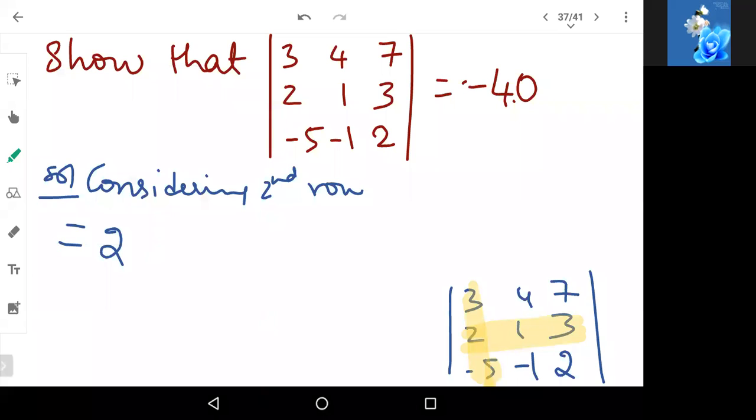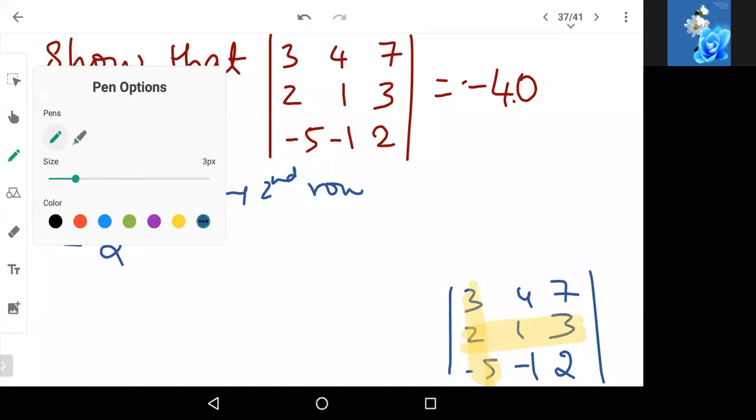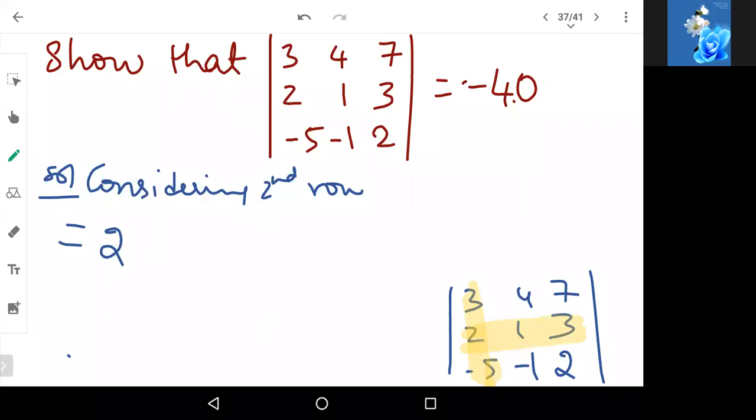What are the other elements which are left over? Which are the other elements left over? 4, 7, minus 1, 2. Correct? So that will be the first minor element. Correct, Padma. Correct, Netra. 4, 7, minus 1 and 2. So that will be the first minor of the determinant.